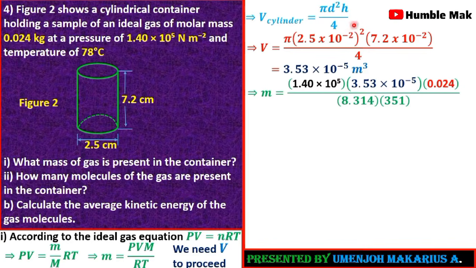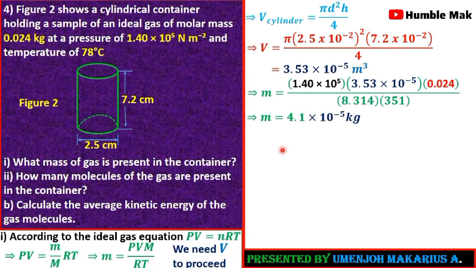Putting everything in, friends, the temperature here is 78 degrees Celsius. We have to convert that to Kelvin by adding 273. Simplifying, we have the mass present in that cylinder to be M equal to 4.1 times 10 raised to the power negative 5 kilograms. Great. So, friends, this is the mass present in that cylinder.